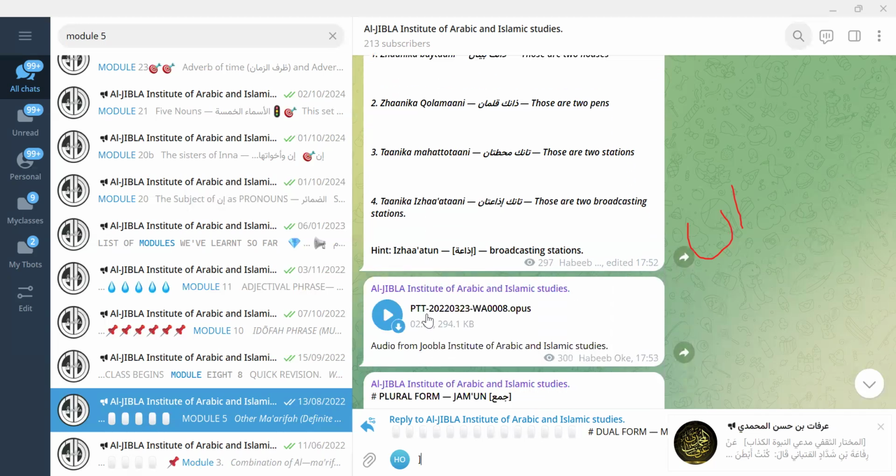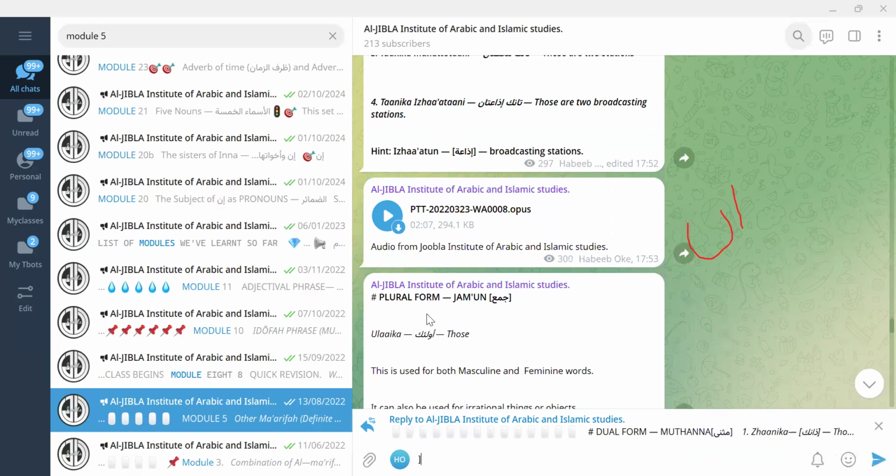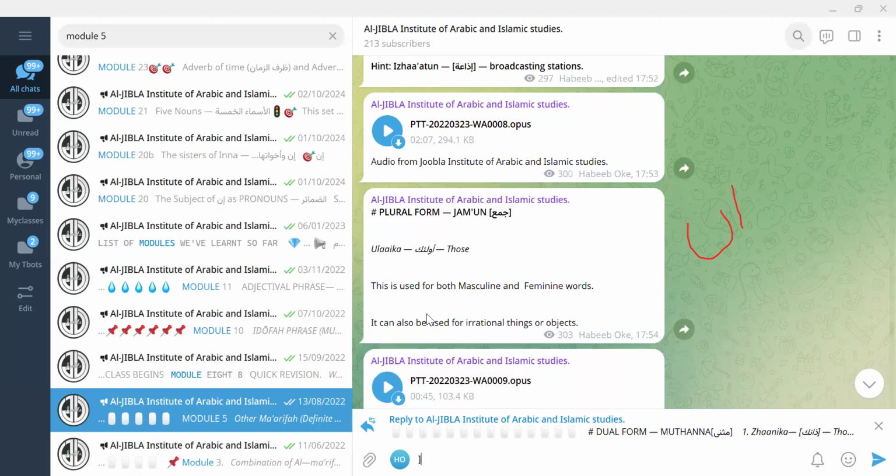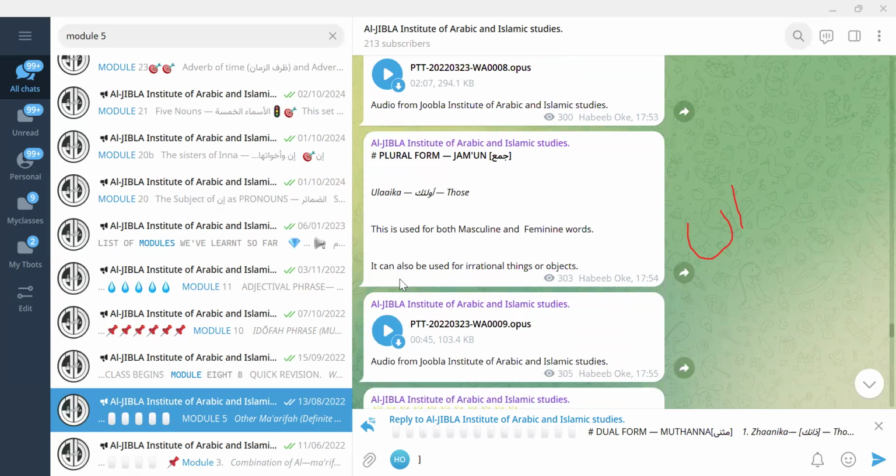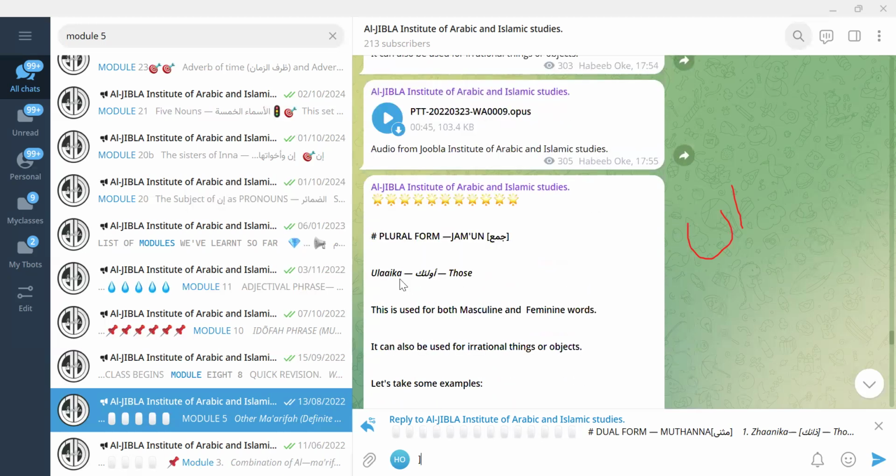Now, having understood this, let's take note of the dhalika and tilka, the way we use them. Let's look at the plural now. For the plural, we have ulaika. This word is common in the Quran: ulaika humul muflihun. It's just like ha'ula, we use it for both male and female. So let's take an example.